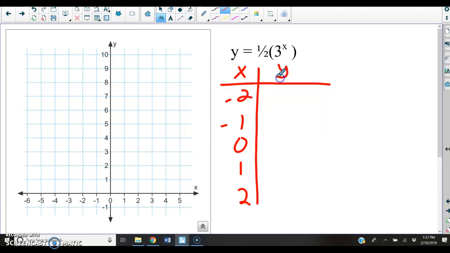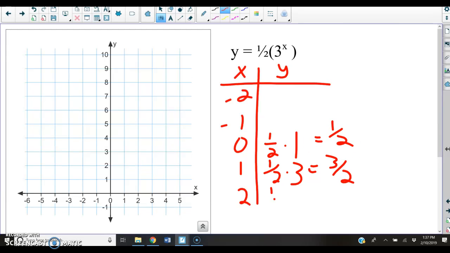That's all right. You can still listen or you can fly through this. Okay, anything to the 0 is 1, so I got 1/2. This would be 1/2 times 3 to the 1. Okay, and to the 2, 1/2 times 3 squared. That'd be 9/2, 4 1/2. Okay, and 3/2 is 1 1/2.